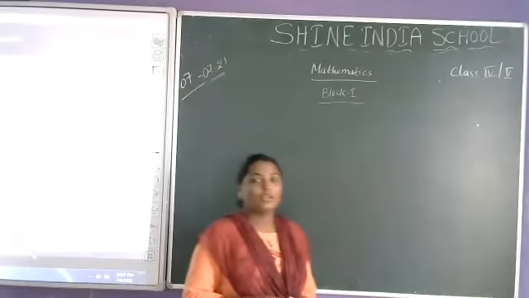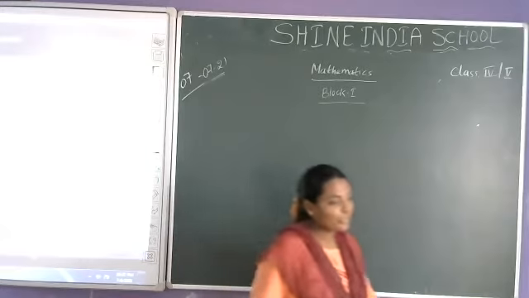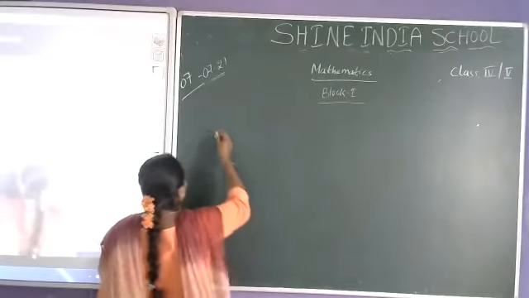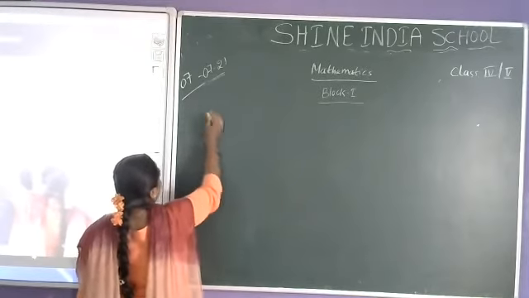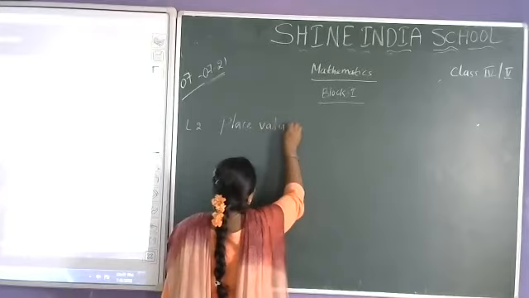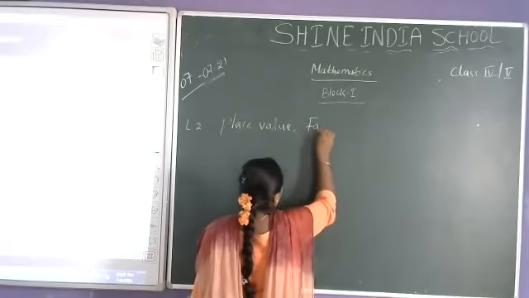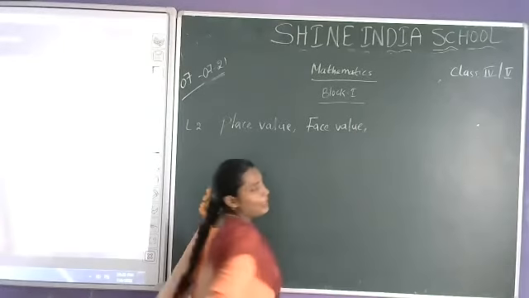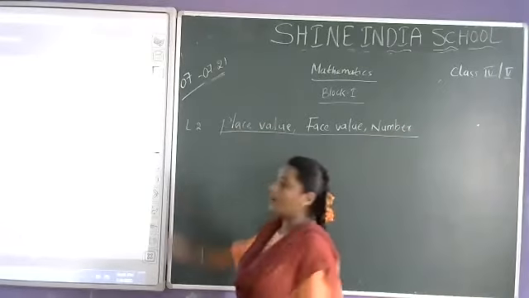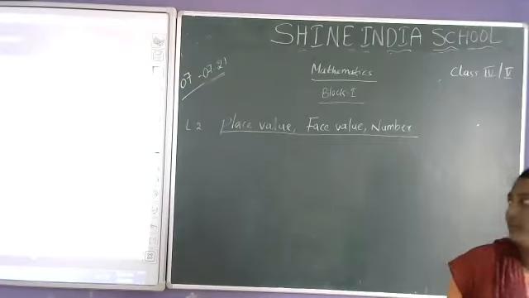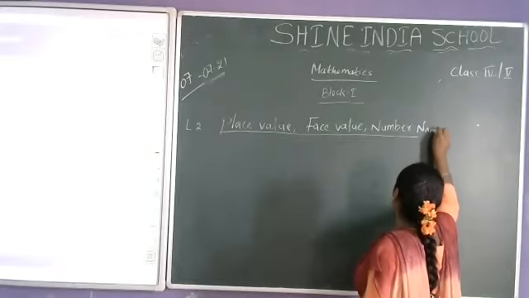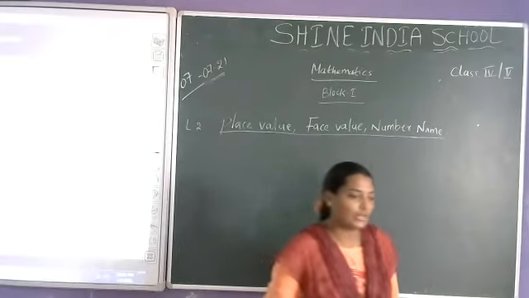Okay, children. Today's topic we are going to discuss is place value, face value, and number name in block 1. Place value, comma, face value, and one more, number name of the same number. Write in your books. Keep the heading: Place value, face value, number name. This is in 4 minutes to be written.